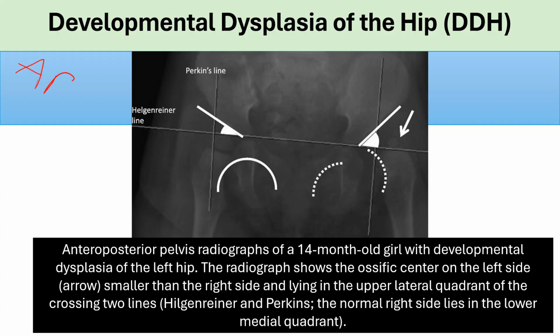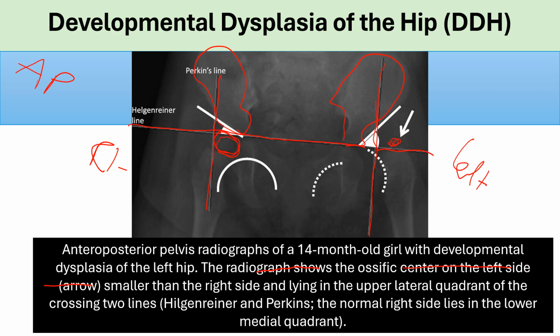This is an AP pelvis radiograph for a 14-month-old girl with developmental dysplasia of the left hip. If we look, the ossific center on the left side is much smaller than the ossific center on the right side. This is the left, this is the right. The Hilgenreiner line is drawn in the inferior portion of the iliac bone on both sides, and Perkins line is perpendicular, crossing the acetabular roof. And here you will see the location is different than here.